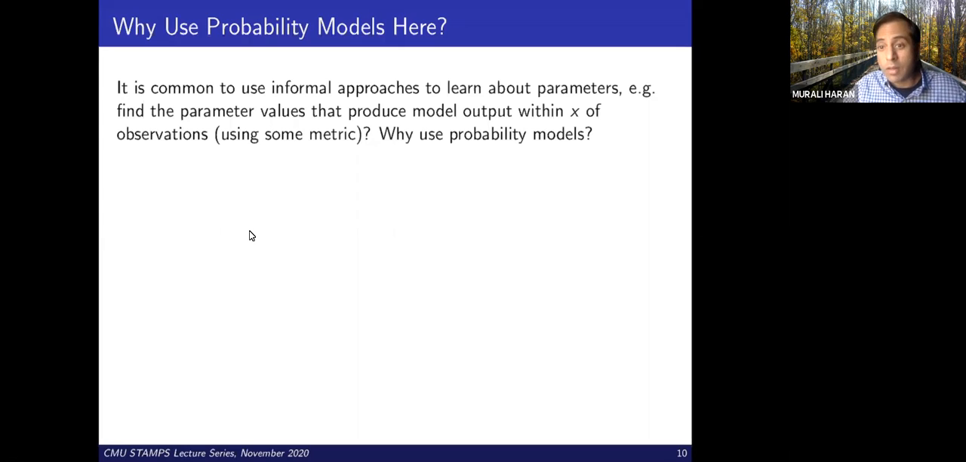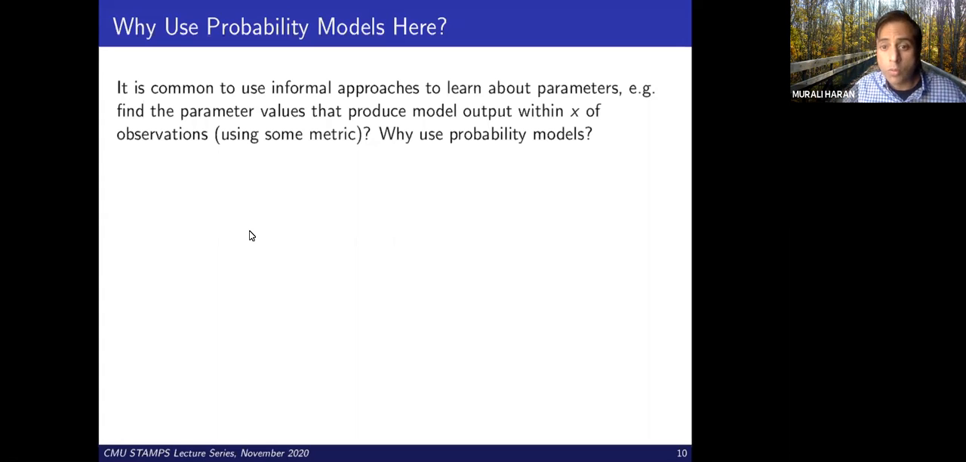But they're very clever, and they come up with fairly sensible informal approaches to learn about the parameters. So here's one example that's quite common. So you find the parameter values that produce model output that's within some threshold of the observation. So you got some metric, and you say, I'm going to run the model at lots of parameter settings, and the ones that produce model output that's within a certain distance of my observations, those are the ones I declare to be winners. And maybe I can even have different weights depending on how close they are. And then I can do something with that, right?